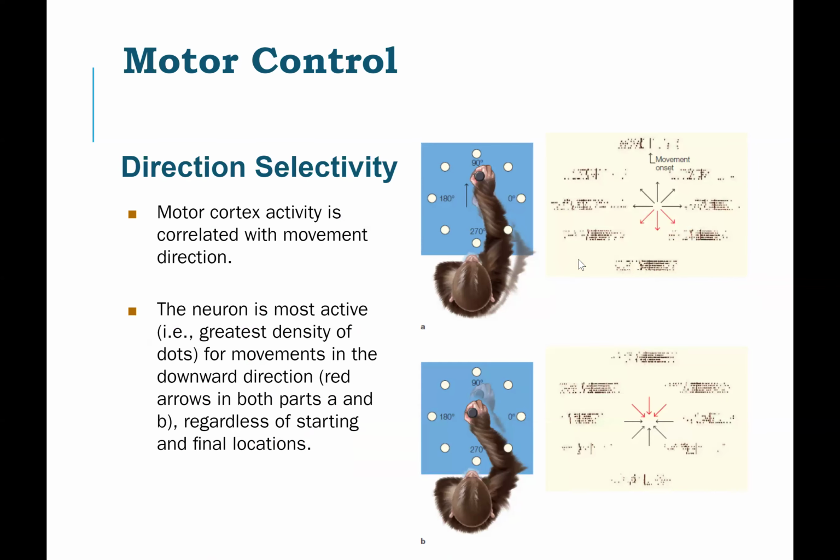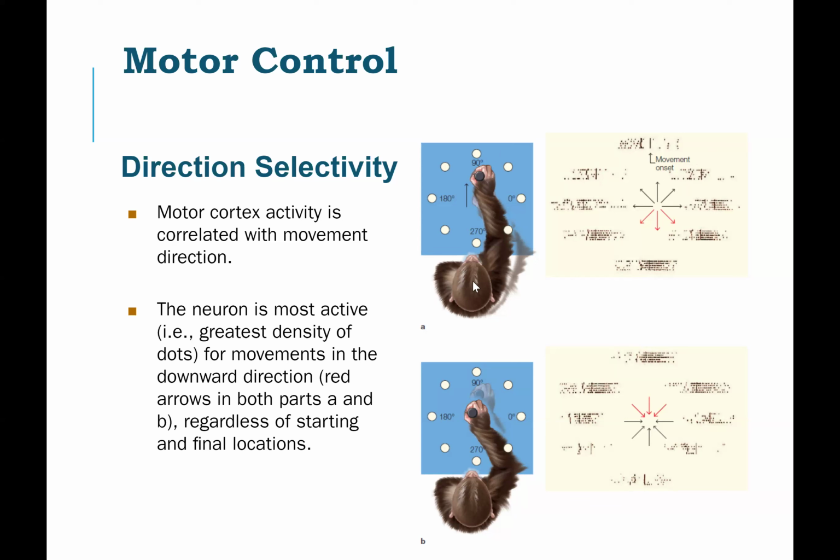When you record from this area, people have found a pattern like this. Imagine the monkey is sitting there. There is a lever in the middle, and the lever could be moved either to one of the points in the periphery outside, or it could be brought back. So that's all the actions the monkey can do. The monkey can take the lever, move it up, move it back. They can move it to the right, move it back.